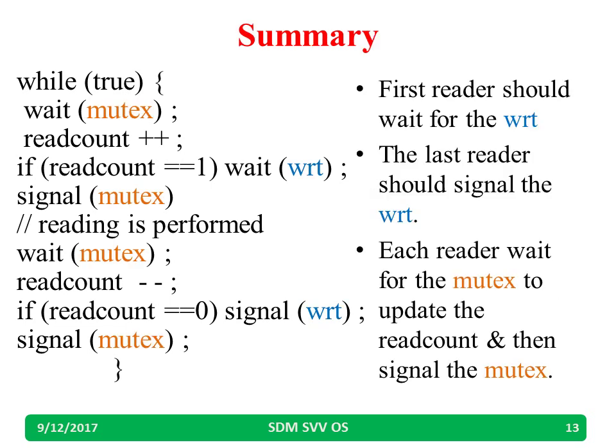The summary is very simple. First, the reader should wait for WRT, and the last reader should signal WRT. The same color is used to mention them, so try to understand this. Each reader waits for the mutex to update the read count, and then signals the mutex so that others can update the read count. Pause here, try to understand, and revise.